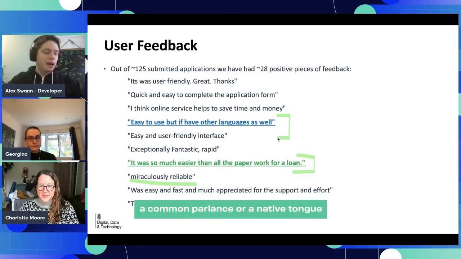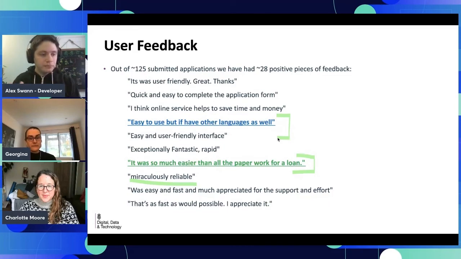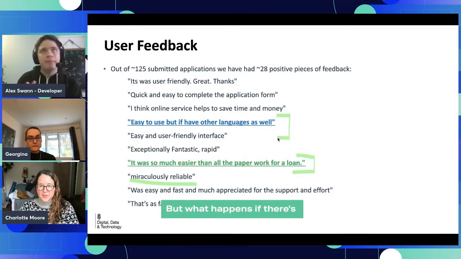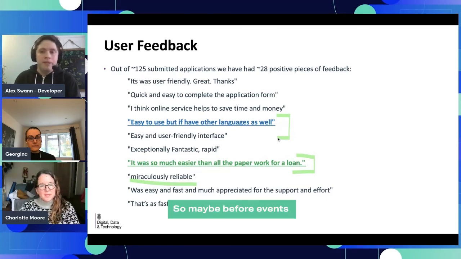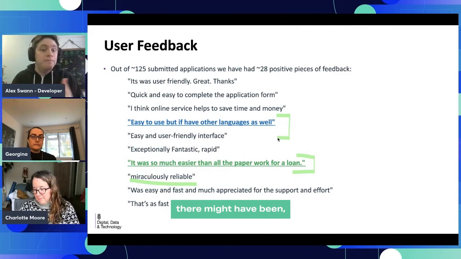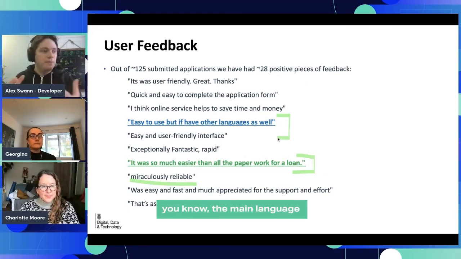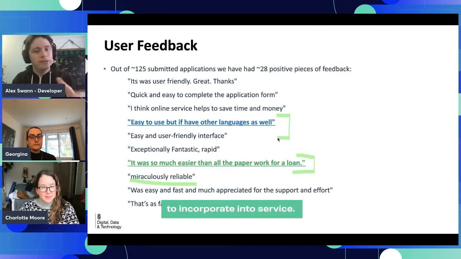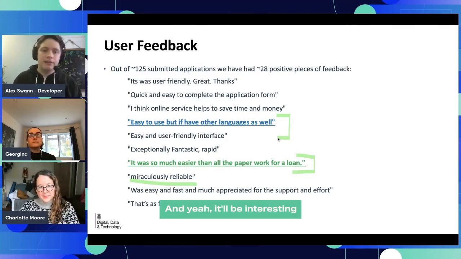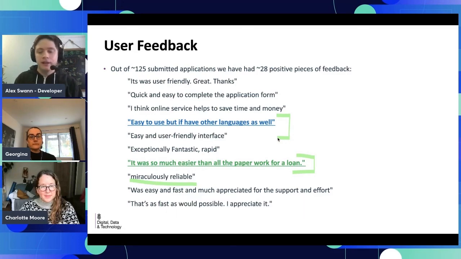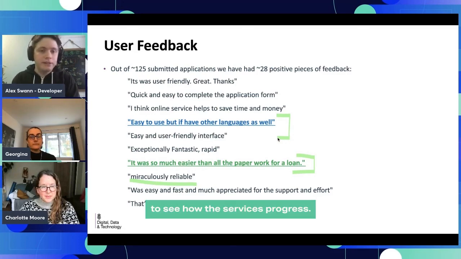Maybe there's a common parlance or a native tongue spoken by the majority of people who use the service, but what happens if there's a major event in current affairs which then affects the number of people coming to use this? So maybe before events that happened in Afghanistan, Afghan might not have been the main language you would want to incorporate into the service, but maybe now it is. So there's lots of things to think about there, and it'll be interesting to see how the service progresses.